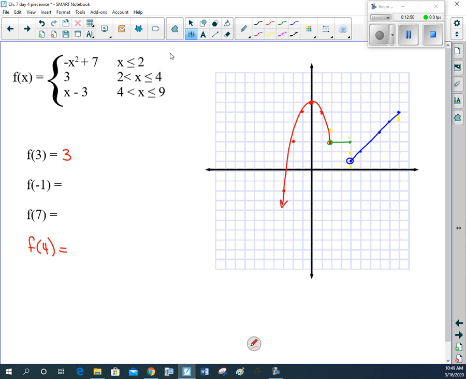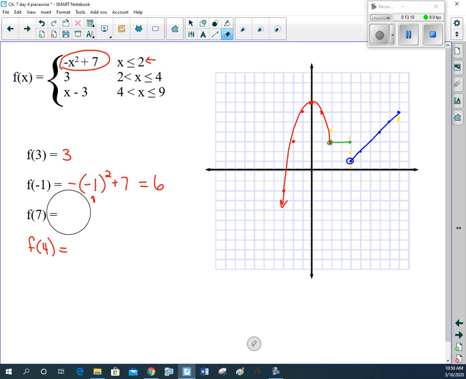Okay, next one. f of negative 1. Well, negative 1 is definitely less than 2, so I'm going to use this formula right here. So I'm going to go negative, parenthesis, negative 1 squared plus 7. So negative 1 raised to the second power is 1, times a negative, so this is negative 1. Then negative 1 plus 7, so that answer is 6. Okay, let's just come over here and see if it really matches. We're going to go over negative 1, 1, 2, 3, 4, 5, 6, and it worked.